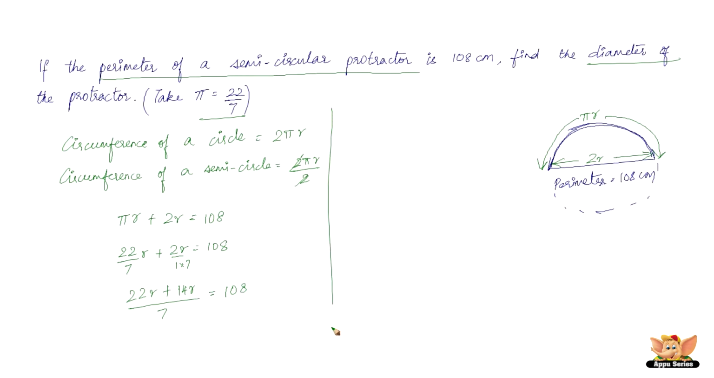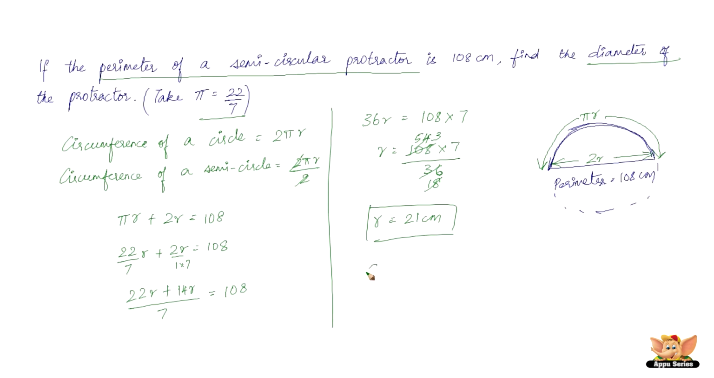So 22r plus 14r is 36r equal to 108 times 7. So r equals 108 times 7 over 36. So let's cancel this. 2 times 18 is 36 and 2 times 54 is 108. And 18 times 3 is 54. So we've got r as 3 times 7, which is 21 centimeters. We've got the radius of the given semicircular protractor as 21 centimeters, but the question is to find the diameter of the protractor.